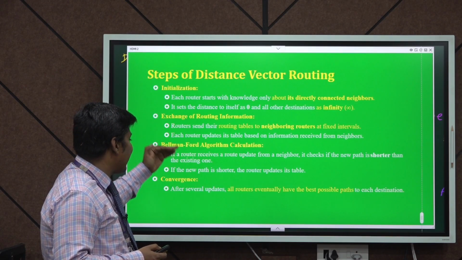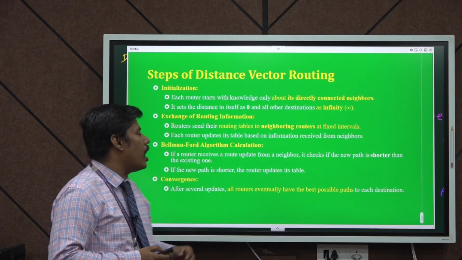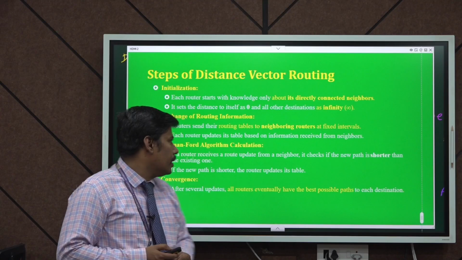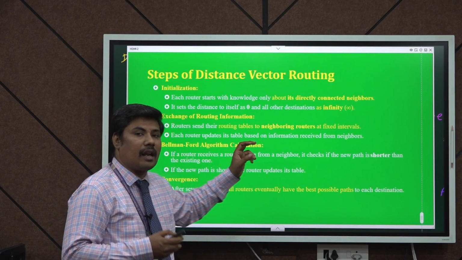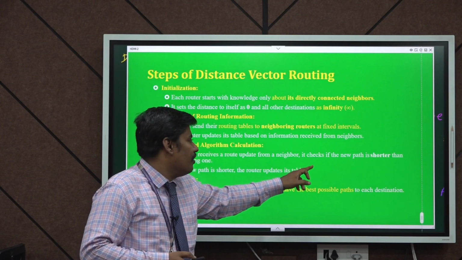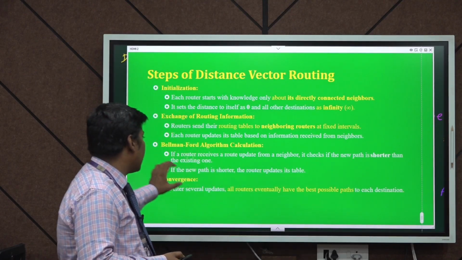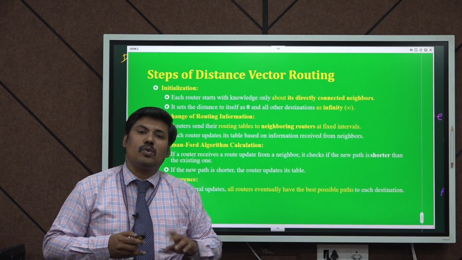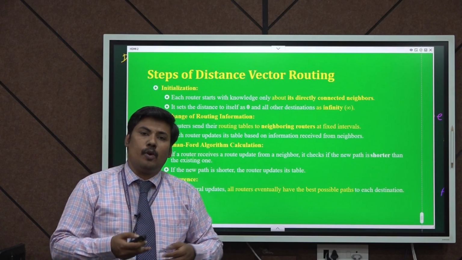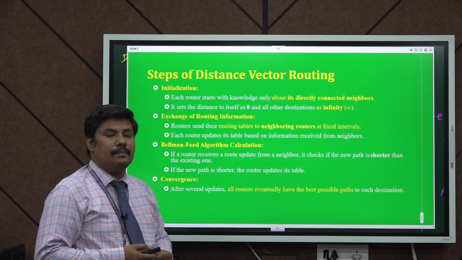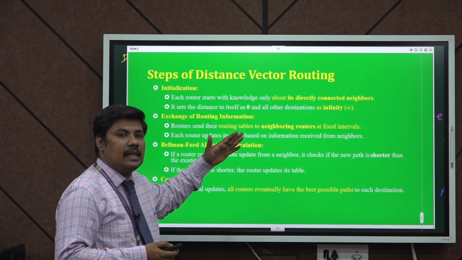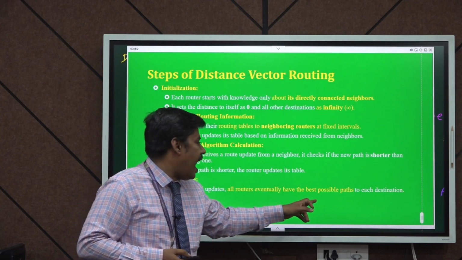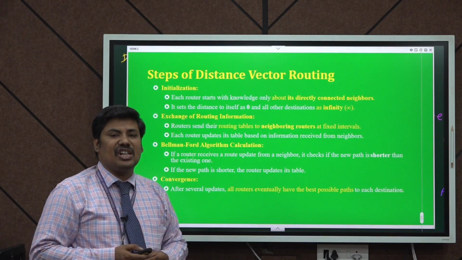Then we follow the other steps, Bellman-Ford algorithm calculation, which plays a very crucial role in that algorithm. It says that if a router receives a routing update from a neighbor, it checks if the new path is shorter than the existing one. Suppose I find a shorter path, I can choose that path, changing from the old path to the new path. Then convergence. After several updates, the updates are stored in a database. With that database, all routers eventually have the best possible path to each destination.